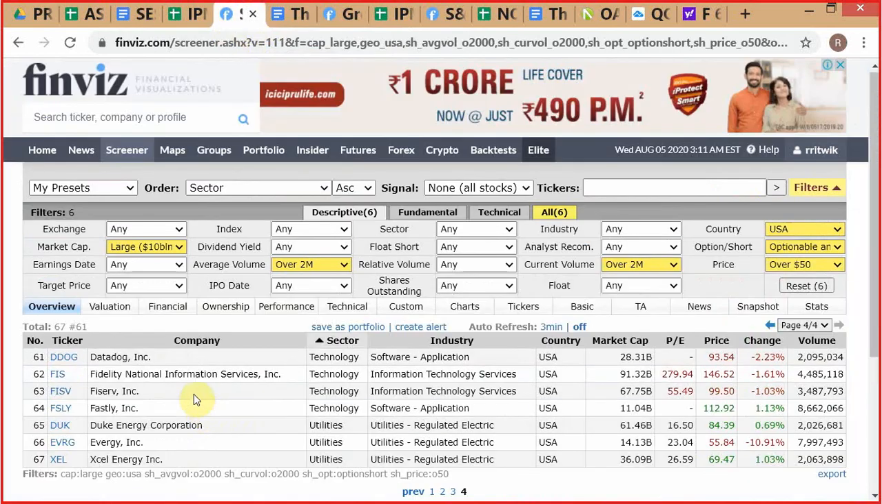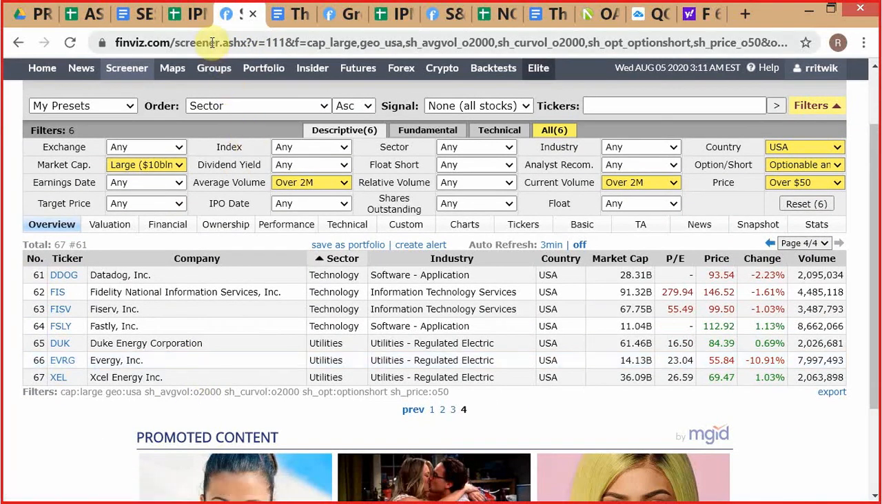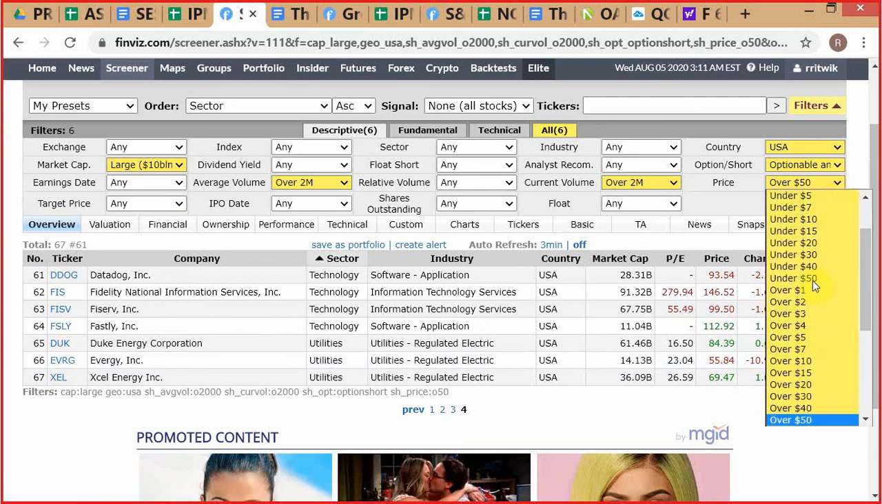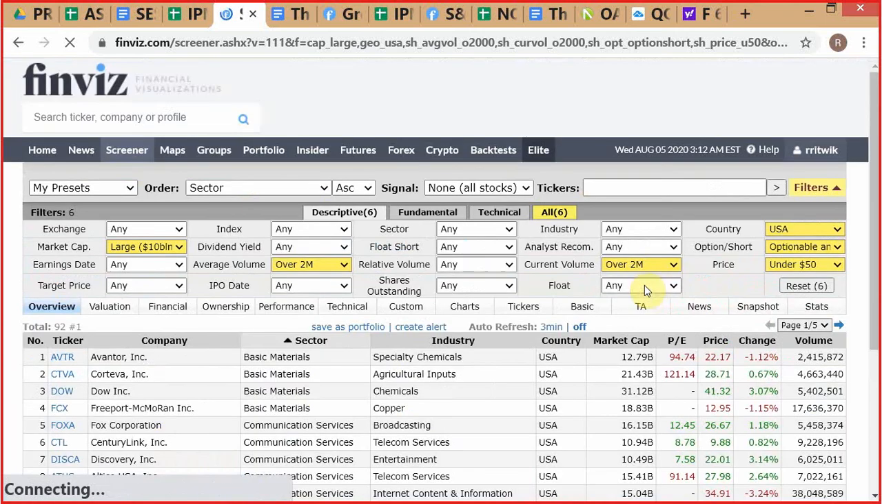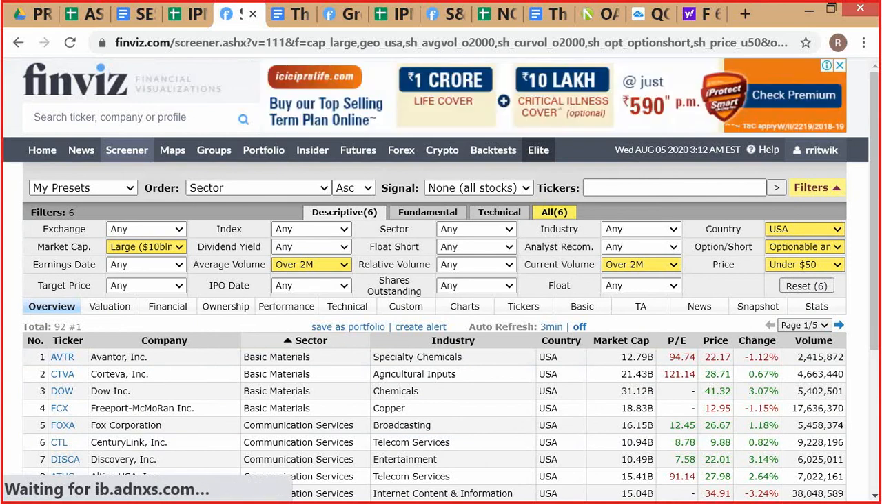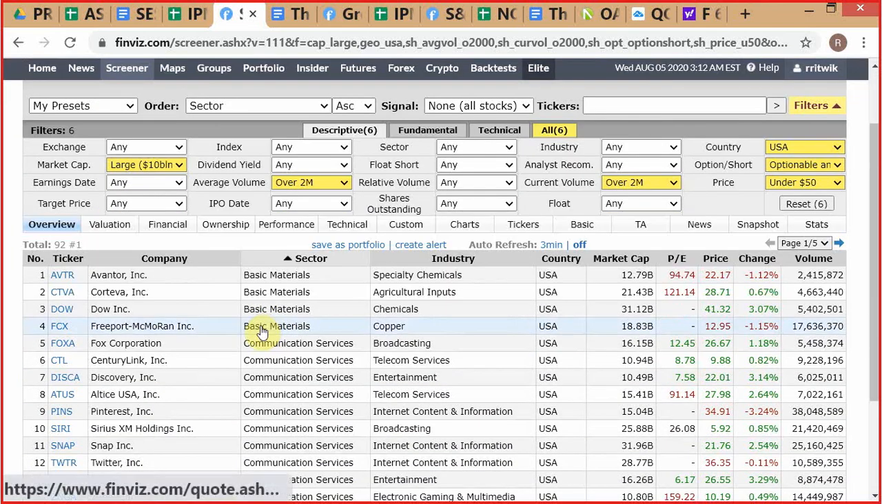This is where I use a stock screener. This is over 50. I hope it's working. I will give you the under 50, and I hope it will work. Okay, total of 92. So what did I do here? I may overshoot by a few minutes, but just bear with me, guys. I will not overshoot too much.